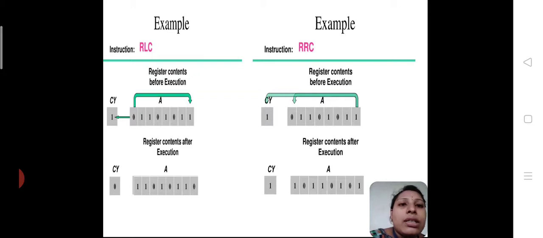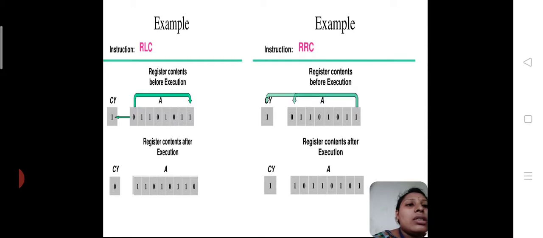So next, RLC. Here for RLC we are giving 0110 1011. Again it is a rotate left operation, but the carry is not affected. The MSB is moved directly into the LSB and the MSB is also moved into the carry flag. But there is no rotation through the carry flag here.